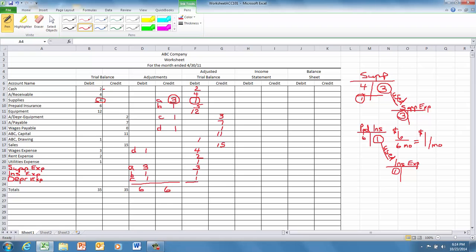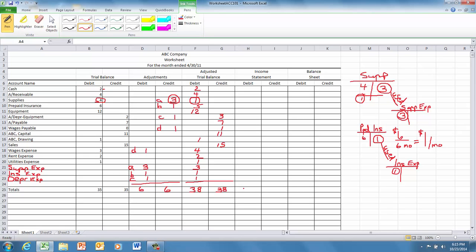Okay? Now I'm going to add these 2 columns up and make sure that my debits equal my credits again. Okay? And I add this first column up and it's 38. And I add this other column up and it's 38. Okay, so I'm good to go.